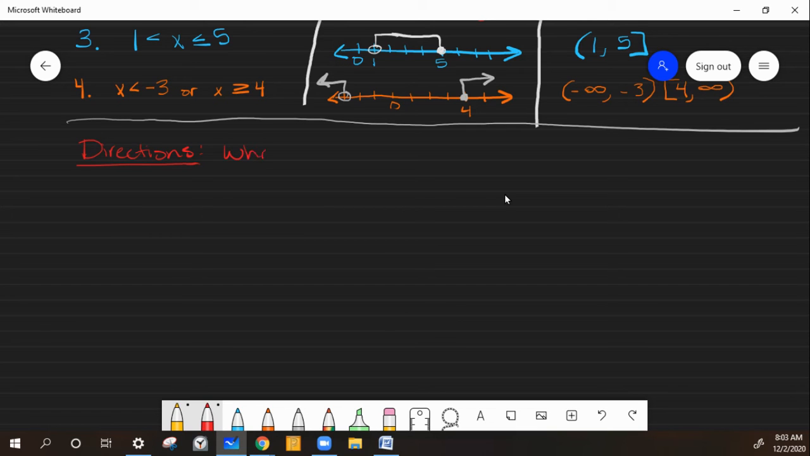What is the graph of [-4, 6)? And then the second part is, how do you write [-4, 6) as an inequality. Okay, two parts to this question. What is the graph? And how do we write [-4, 6) as an inequality?